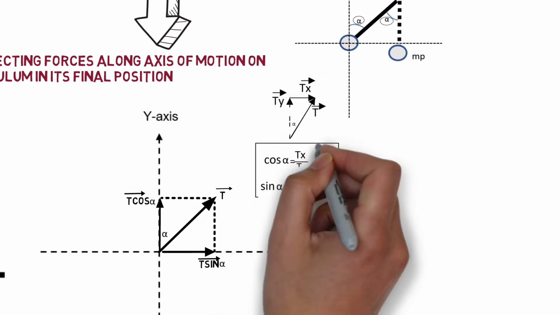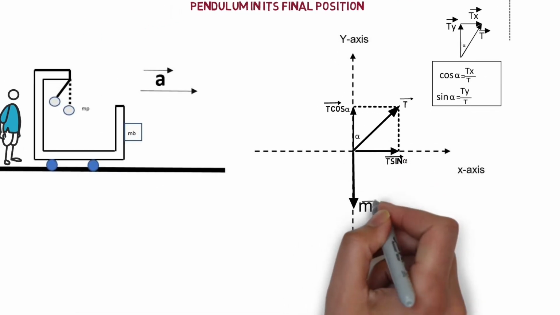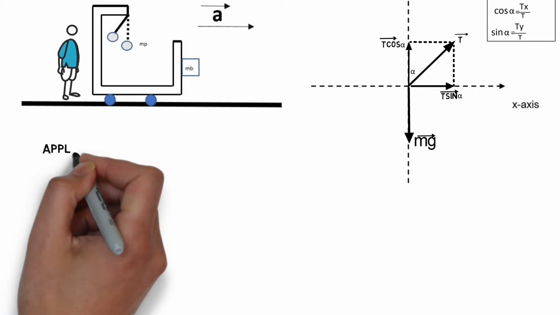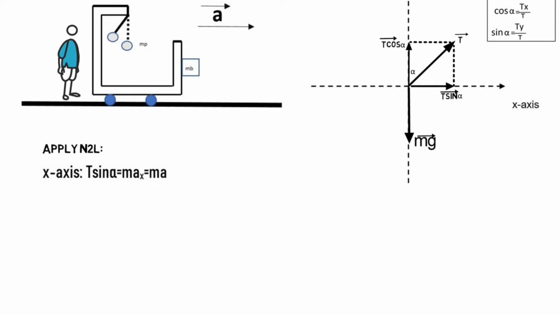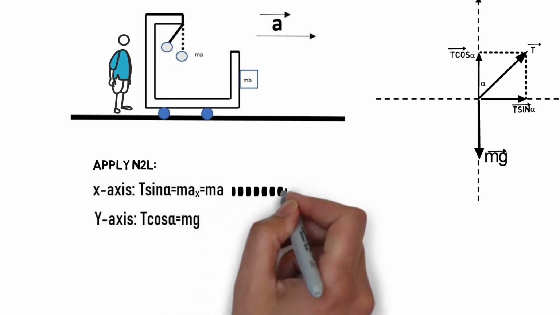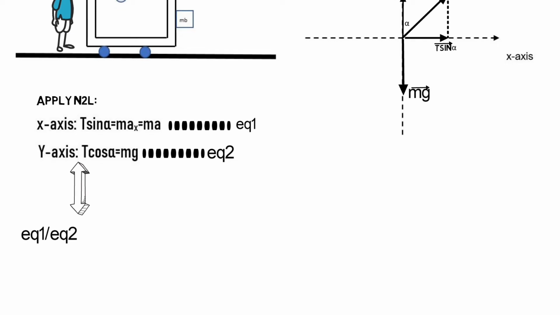If you didn't know how we deduce Tx and Ty, here is the explanation on this figure. There is also the weight force, mg, directed entirely along the y-axis downward. So according to Newton's second law, along the x-axis, we have T sine alpha equal to m ax, equal to ma. Acceleration is entirely projected along the x-axis, so ax equal to a, which is the acceleration of the trolley. Along the y-axis, the summation of forces is equal to 0, so T cosine alpha equal to mg. Then, by dividing equation 1 by equation 2, we get tangent alpha equal to a over g. Then alpha equals shift tangent a over g.